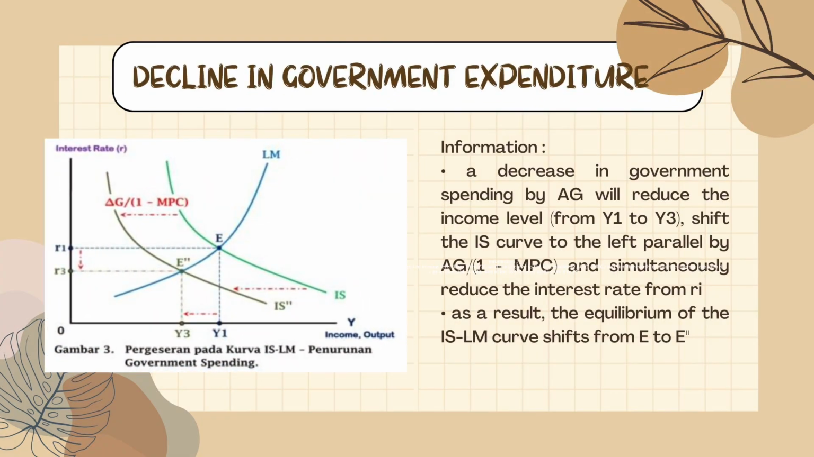Information: a decrease in government spending by ΔG will reduce the income level from Y1 to Y2, shift the IS curve to the left parallel by ΔG times 1/(1-MPC), and simultaneously reduce the interest rate from R1 to R2. As a result, the equilibrium of the IS-LM curve shifts from E1 to E2.